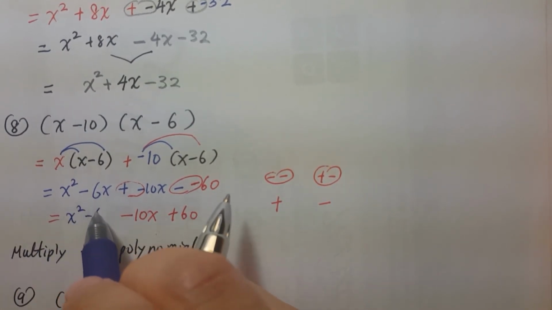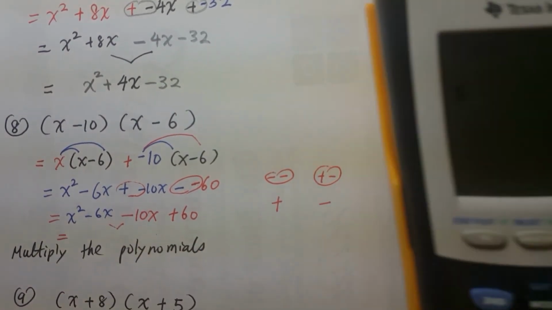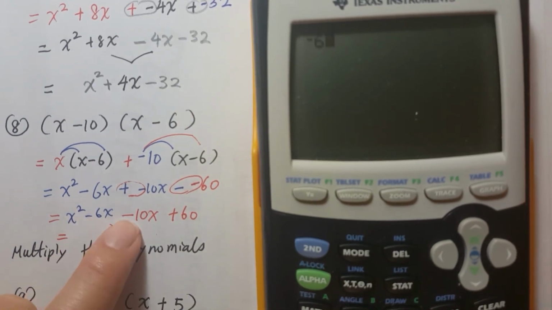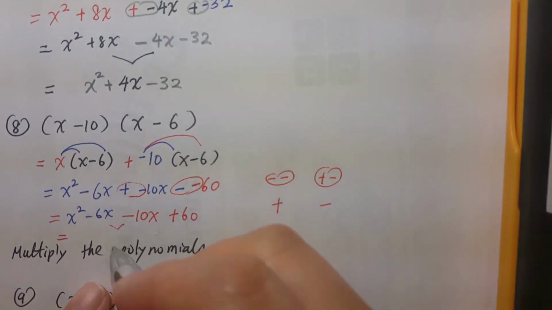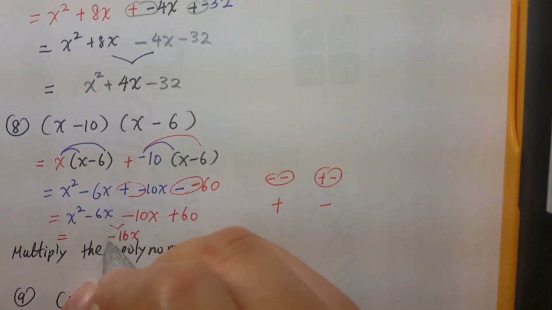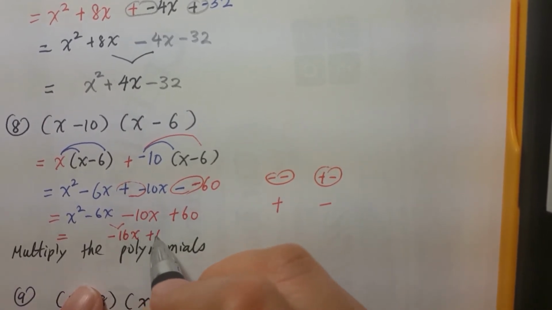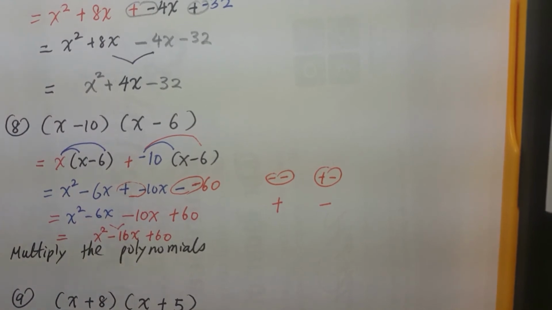Now we're going to bring down the front. X squared minus 6x. In here we can see we get like terms. So we're going to combine it. So we're going to do negative 6. The first one you always type in negative, minus 10. So we got negative 16. So we had negative 16x. That means minus 16x. And then you bring down the plus 60, and you bring down the x squared. So we finished. So the answer is x squared minus 16x plus 60.